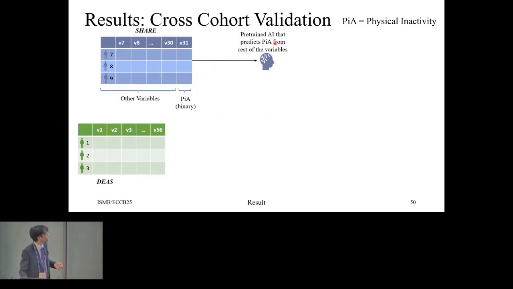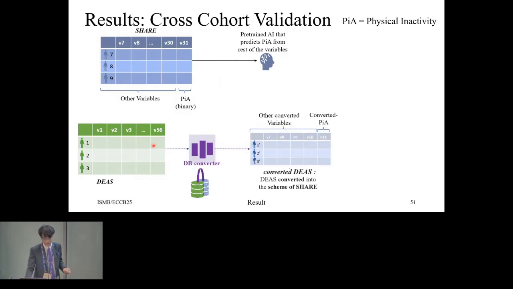However, for DS, we actually don't have this particular variable, but you might be interested to know what the physical inactivity would be of the people who go to DS, right? So we can do the conversion with a forward DB converter. We go to the DS scheme now, so we have the converted physical inactivity. Now, if we don't use this converted physical inactivity, but use the other converted variables and push them through the pre-trained model, we should get a predicted physical inactivity, right?